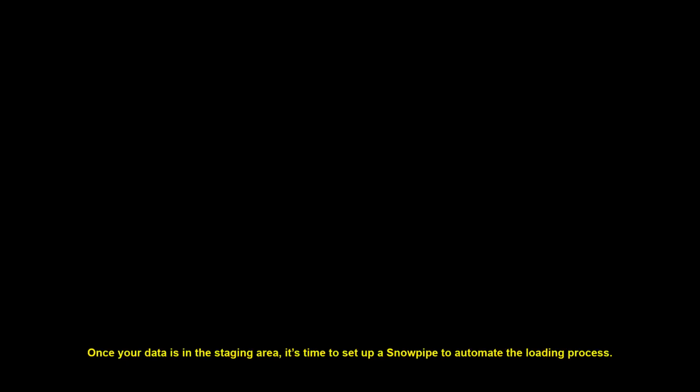Once your data is in the staging area, it's time to set up a Snowpipe to automate the loading process. To create a Snowpipe, use the create pipe command within your SQL interface. Define the source data location by referencing the staging area you just created. Specify the target table where the data will be loaded. Add any necessary file format options to ensure the data is loaded correctly.